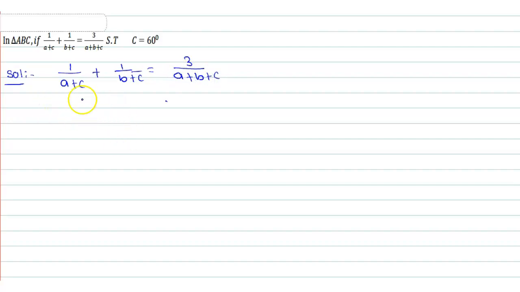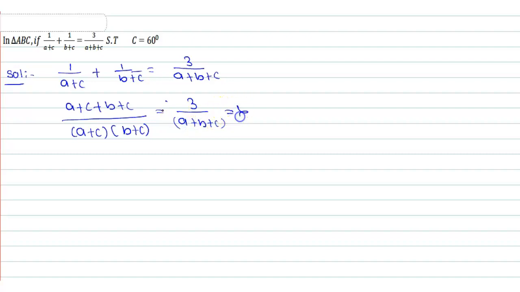Now here, taking LCM, I am getting a plus c plus b plus c. This function is (a plus b plus 2c) by (a plus c)(b plus c) is equal to 3 by (a plus b plus c). Okay, here we are doing cross multiplication.